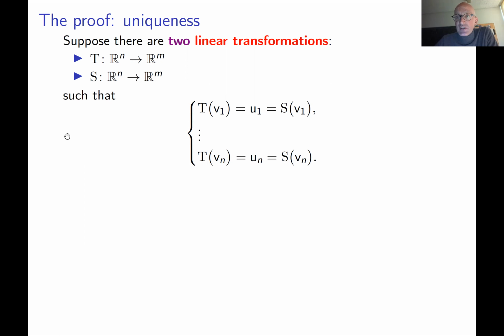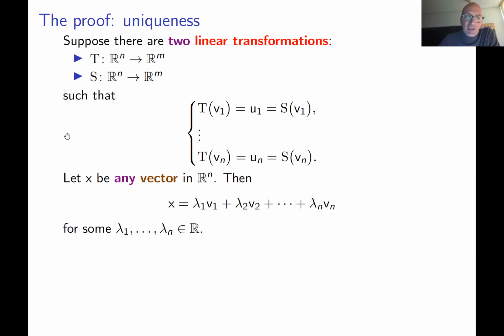We have to show that this is the same vector. Take any vector x; we have to show that T of x equals S of x. How to do this? We decompose x as a linear combination of our vectors v1, ..., vn. We can do this because v1, ..., vn is a basis.